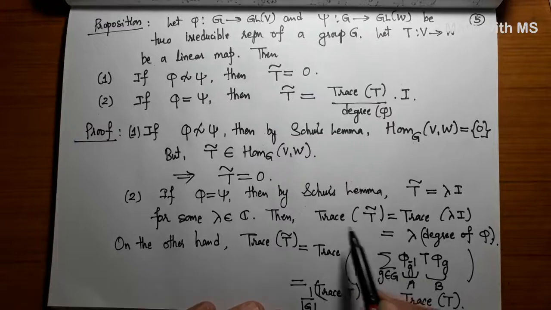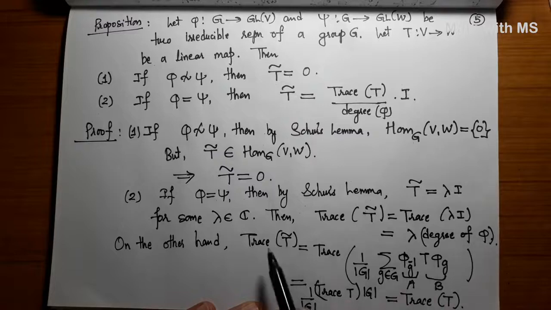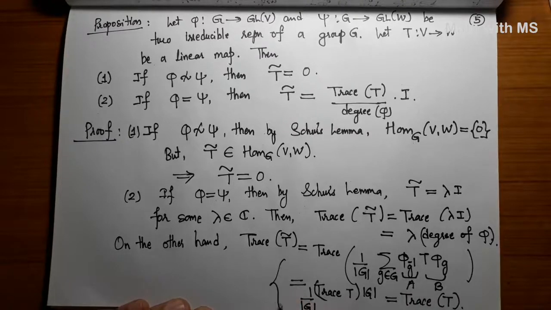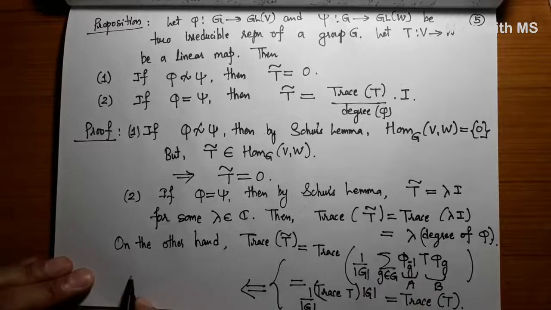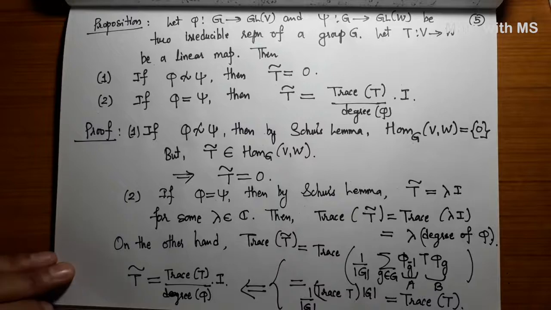Okay, so we have computed the trace of T tilde in two different ways. Comparing them, what we see is the trace of T tilde is equal to lambda times the degree of phi, and the trace of T tilde is the trace of T. So that means the trace of T is equal to lambda times the degree of phi. So all this implies that T tilde is lambda times I, and from here lambda is given by the trace of T divided by the degree of phi, times identity. This proves the proposition.